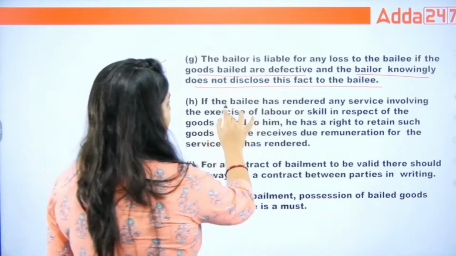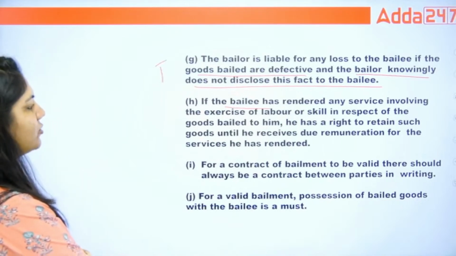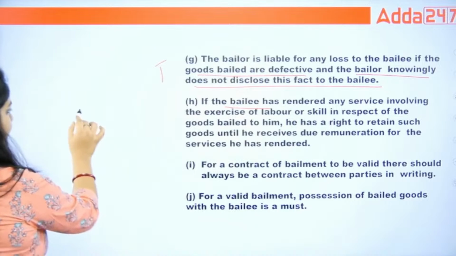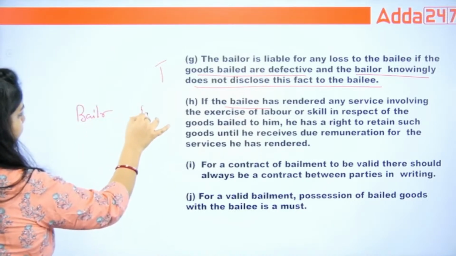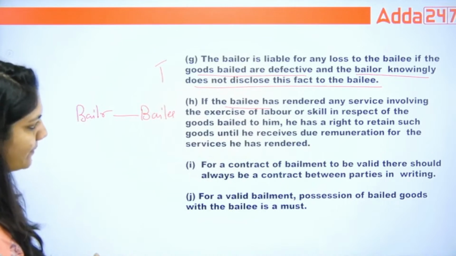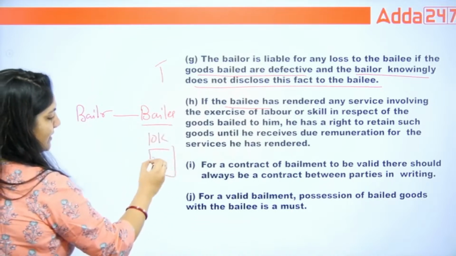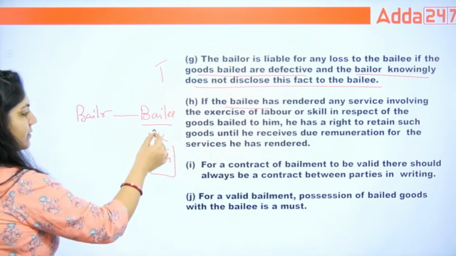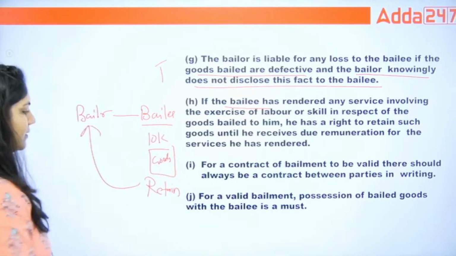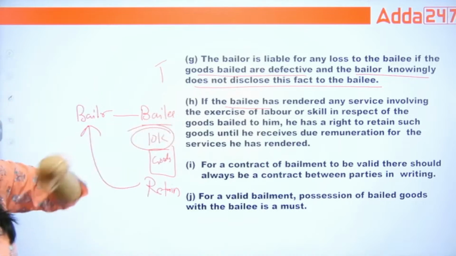Okay? If the bailee has rendered any service involving the exercise of labor or skill in respect of goods bailed to him, he has a right to retain goods until he receives the due remuneration for the service he has rendered. The answer is C. Two persons are there, bailor and bailee. Suppose the bailee has spent 10,000 rupees in taking care of the goods which belong to the bailor, so the bailee has the right to retain that good until the bailor has paid the 10,000 rupees.